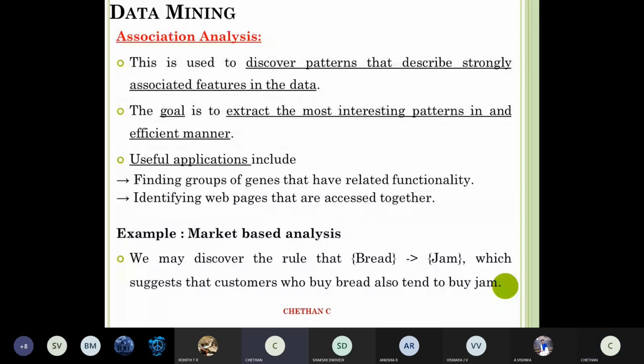It is used to discover patterns that describe strongly associated features. So what is that basically? The simplest example for this, I think even when you're studying DBMS, you would have studied this: a thing called the milk bread basket theory. What is that basically? People who are buying milk, there's always a good chance that they are going to buy bread too.